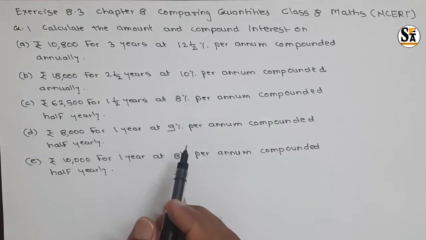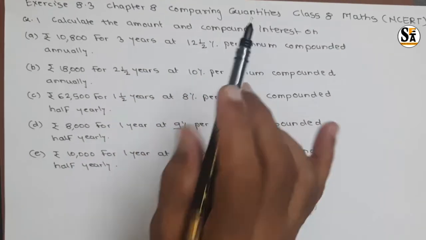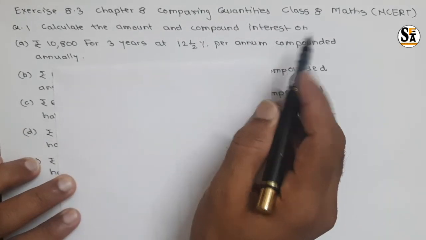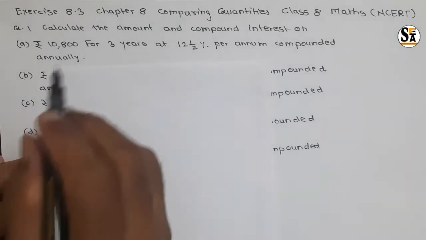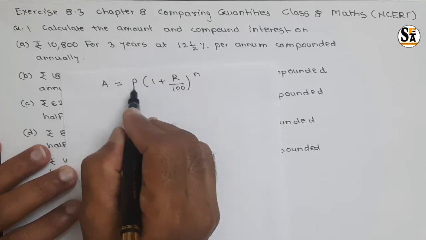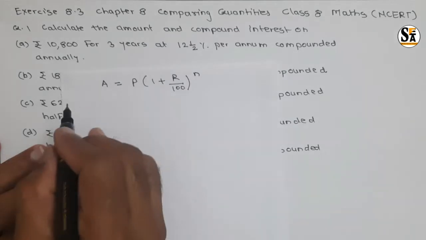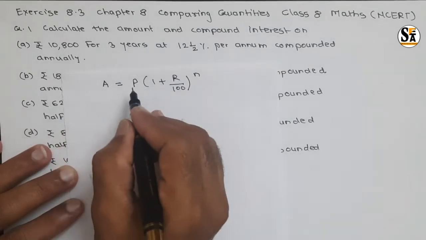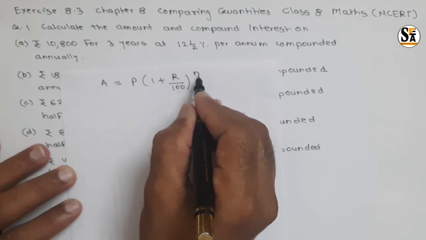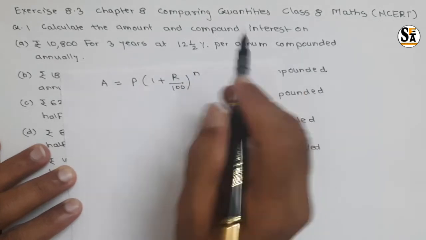Before calculating the amount and compound interest, we must know the formula for that amount. This is the formula: A equal to P into bracket 1 plus R divided by 100 bracket raised to N. Here A is the total amount, P is the principal, R is the rate of interest and N is the number of years. Rate of interest here is per annum.